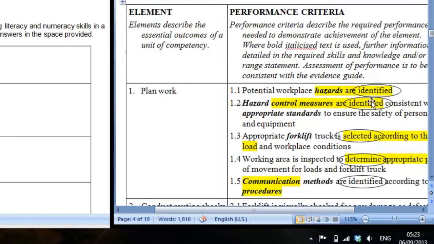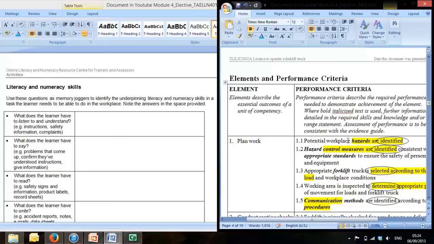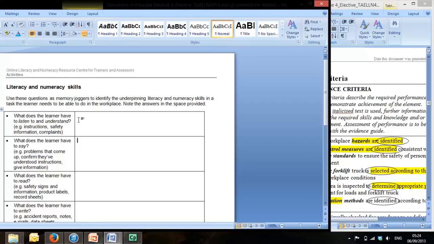Okay, identified, select, determine, identified. They are the verbs in the sentences. And then highlighted are some phrases that help us point to whether it's going to be reading, writing, speaking, any of those 5 core skills. So within this training package, what does the learner have to listen to and understand? Okay, instructions, safety information, complaints. So listen to, that's more about your language side.